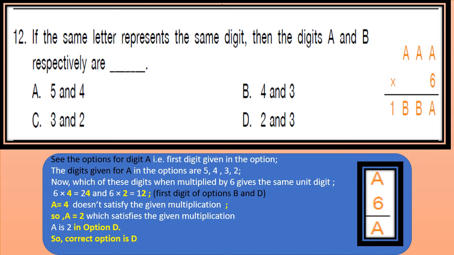So when 6 is multiplied by 4 equals to 24. So same unit digit it is giving, and 6 when multiplied by 2 gives 12. It is also the same unit digit. Now A equals to 4 does not satisfy the given multiplications. Now substitute A equals to 4, so it does not satisfy. Now A equals to 2 satisfy the given multiplication. So A is 2 in option D. So correct option is D.